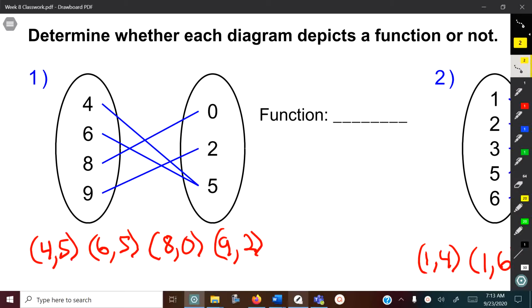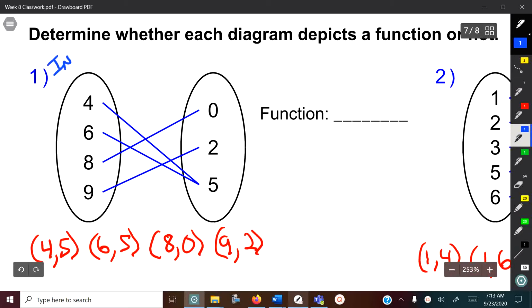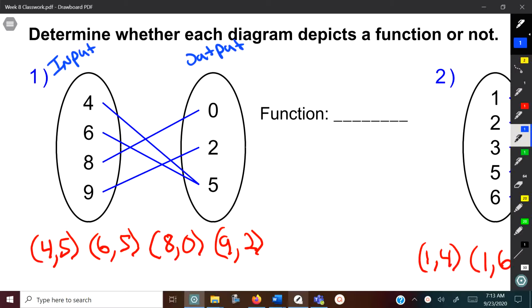Mapping gives you an input and an output. All mapping is a different representation of the same thing. Just like the graph can be done with ordered pairs, they could be turned into mapping. So this is just a different way to represent it.